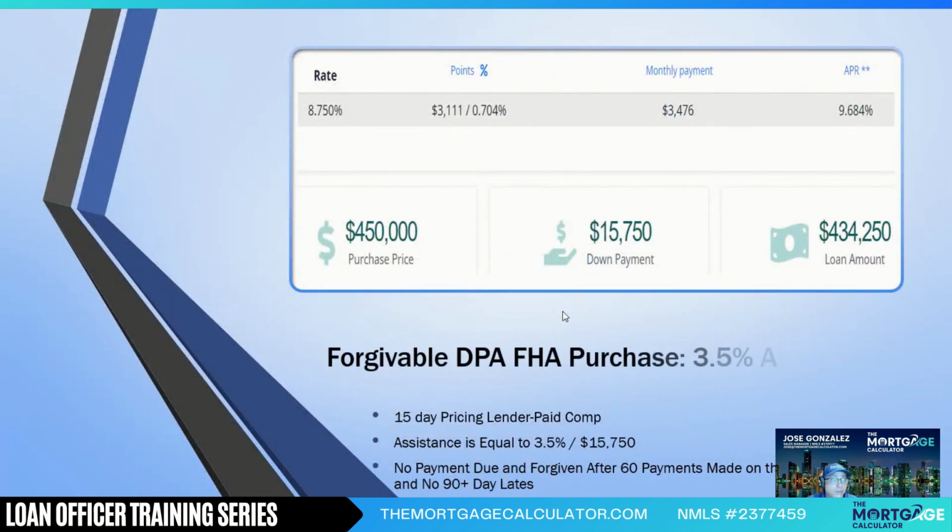So let me give you now some examples on what pricing we have for the different options out there. Now, these are all based on a $450,000 purchase price. So, for the first example, the forgivable option, I use a 660 credit score. Below a 660 credit score, there are adjustments to the cost. So, I use the rate with no adjustment, and I use the 15-day pricing.